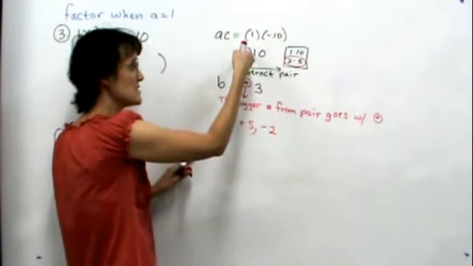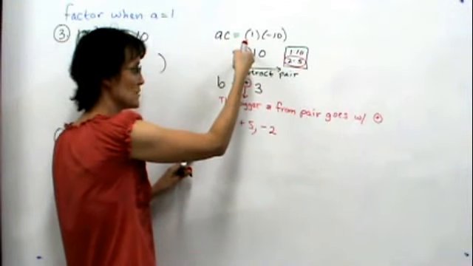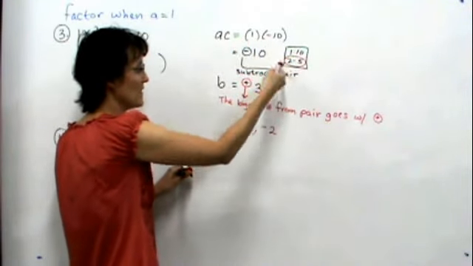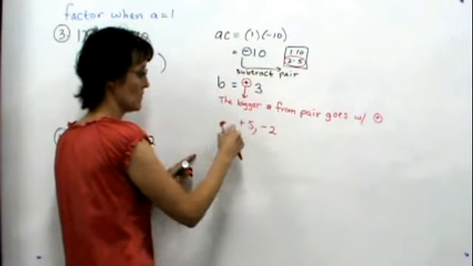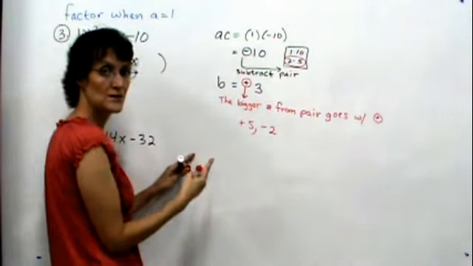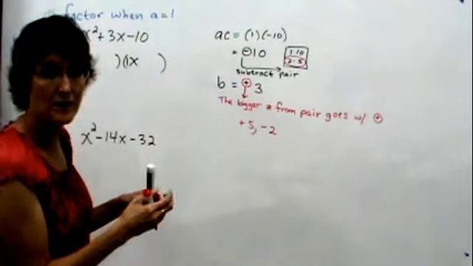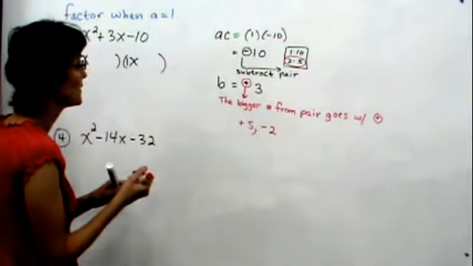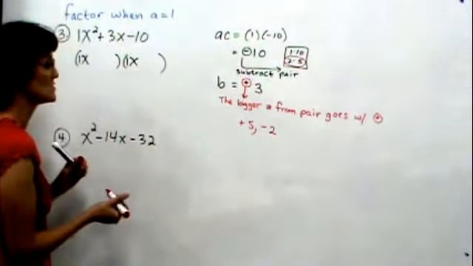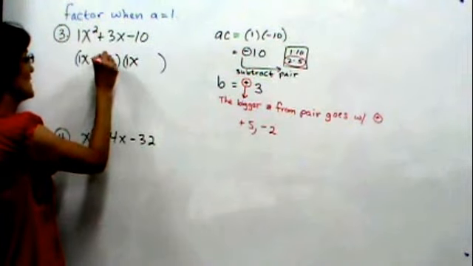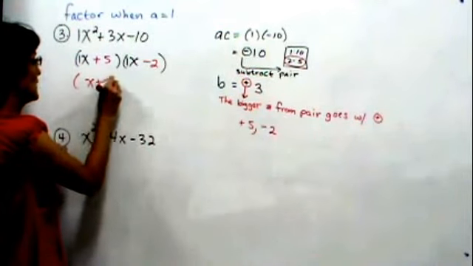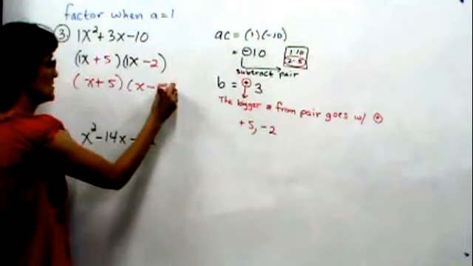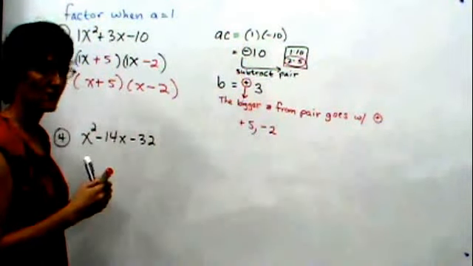If this is a negative sign up here, that means you subtract the pair to give you this. If this is a negative, that means you have different signs. And in the other two examples, when it was positive, it was the same signs. Okay, so you've got plus 5 and minus 2. So that's exactly what it is: x plus 5 and x minus 2. So that's your final answer there.